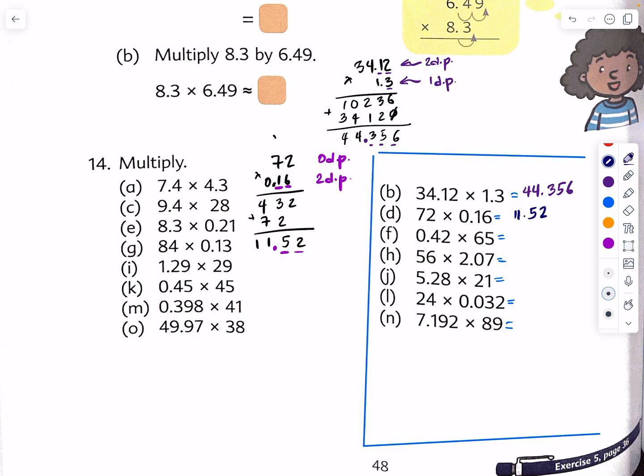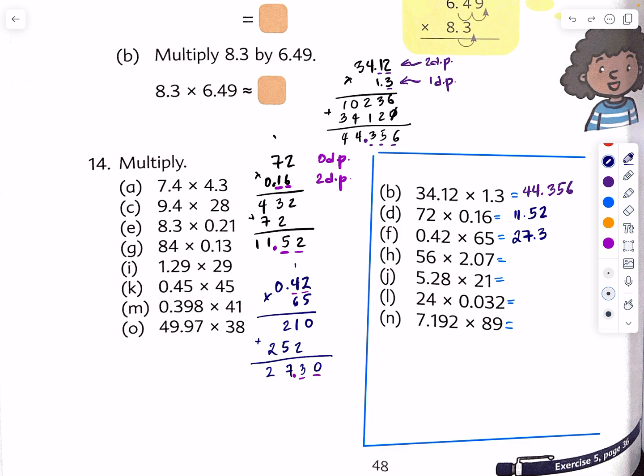Now 0.42 times 65. Let's solve a few more examples. Again, ignore the decimal place as if you're multiplying 42 times 65. So 2 times 5 is 10. This is 21. 6 times 2 is 12. And 25. Let's add up the partial products. 0, 3, 7, and 2. We got our digits correct. Wonderful. Now let's place 2 decimal places in the final product. And the final answer is 27.30, but we don't have to write the last zero, so we can just say 27.3, and so on.